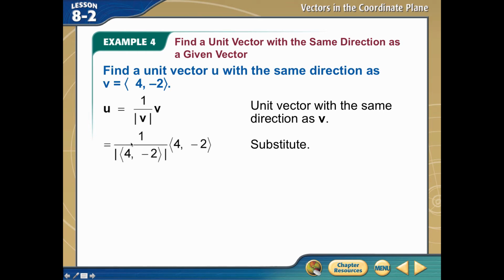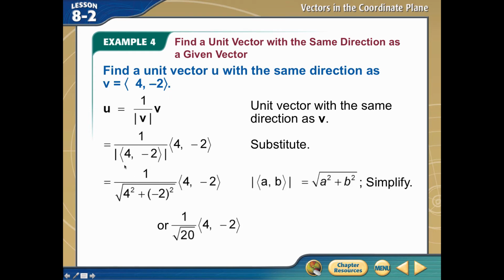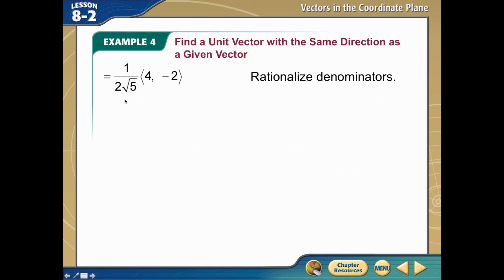So the way you would write this is 1 over the magnitude of the vector 4, negative 2, times the vector 4, negative 2. The magnitude of 4, negative 2 is the square root of 4 squared plus negative 2 squared. That is the Pythagorean theorem. So you can just apply the Pythagorean theorem, and because you know the x side is 4 and the y side is negative 2, you can just go ahead and calculate that. So 1 over the square root of 20 times 4, negative 2. Well, the square root of 20, you can simplify as the square root of 4 times the square root of 5, or 2 times the square root of 5. So let's do that.